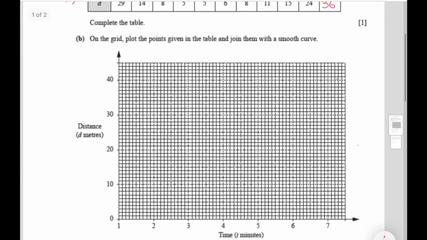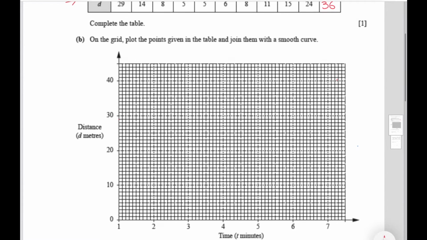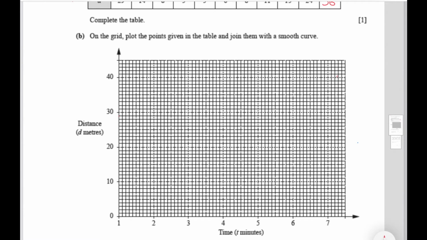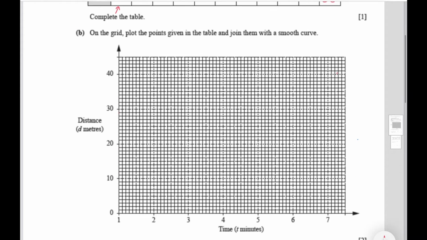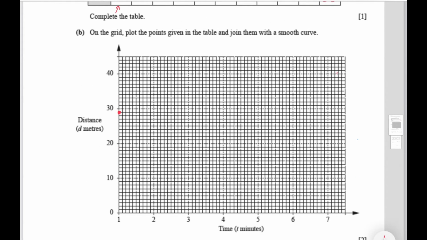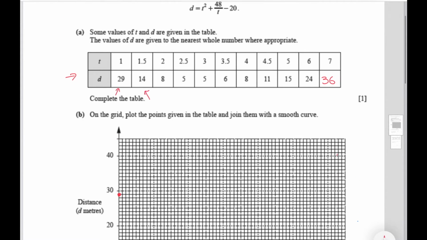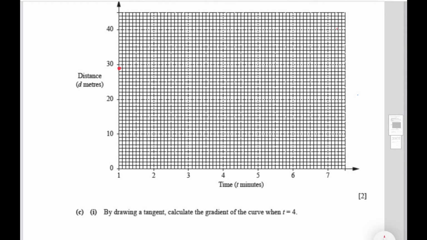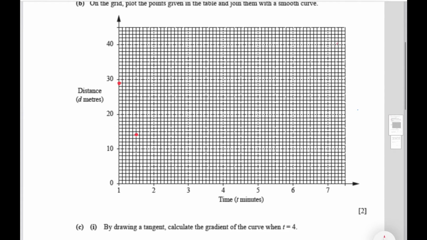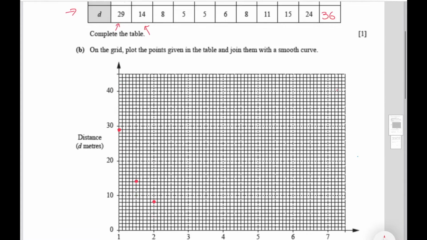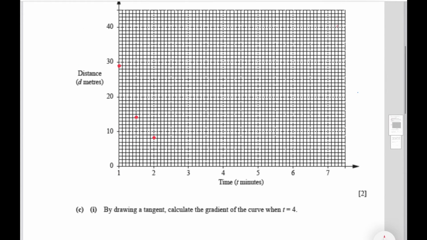The next part says, on the grid, plot the points given in the table and join them with a smooth curve. Okay, so the first point 1 and 29 is supposed to be over here. The next point 1.5 and 14. 1.5, 1, 2, 3, 4, 5. Okay, and you go 14 up. 1, 2, 3, 4. It is supposed to be over here. The next point is 2 and 8. 2 and 8 is supposed to be here. The next point is 2.5 and 5. 2.5, 1, 2, 3, 4, 5. 1, 2, 3, 4, 5 is supposed to be here.